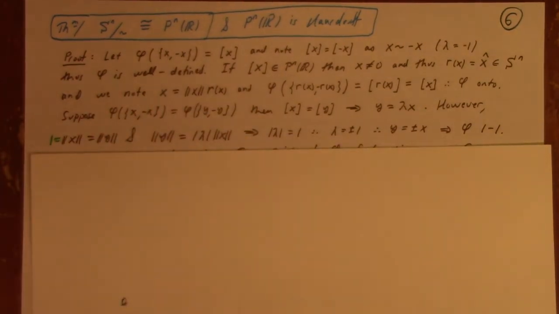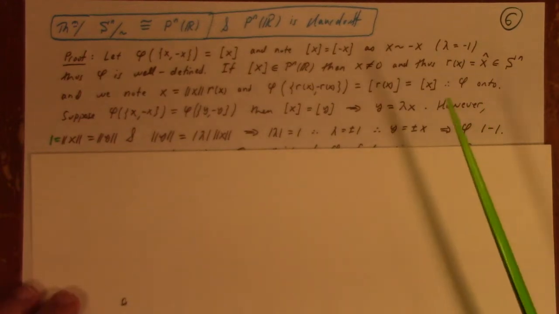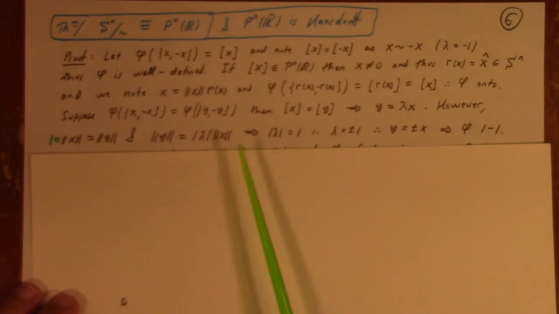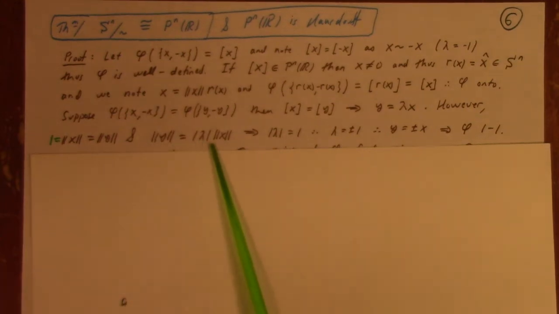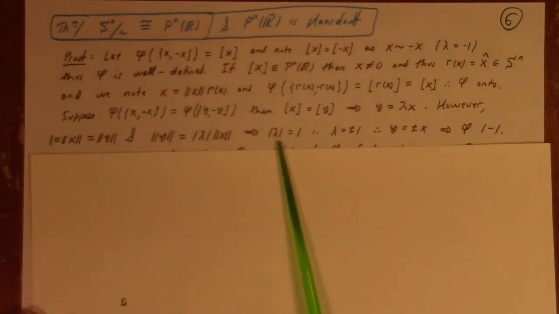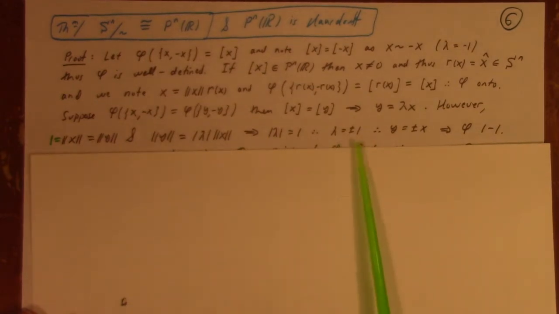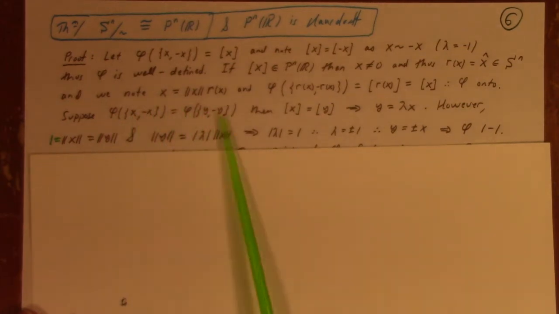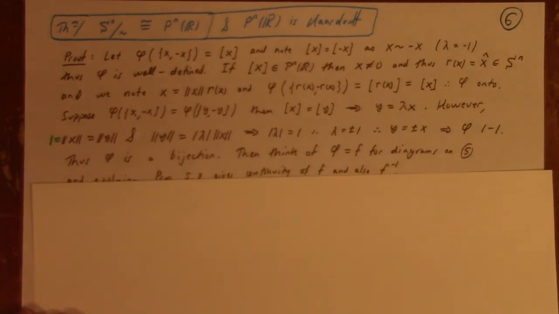And so we also know, of course, that you can take the norm of this relation, and by properties of the norm on Rn, we've got norm of y is the absolute value of lambda times the norm of x. But these are both equal to 1, which gives me the absolute value of lambda is 1, which means lambda is plus or minus 1, which means that y is plus or minus x, which means that these two antipodal equivalence classes are, in fact, the same. Therefore, phi is 1 to 1. Thus, phi is a bijection.